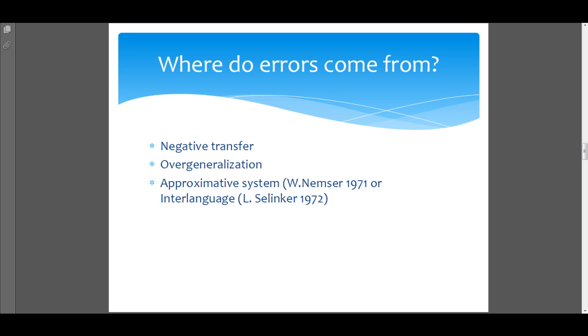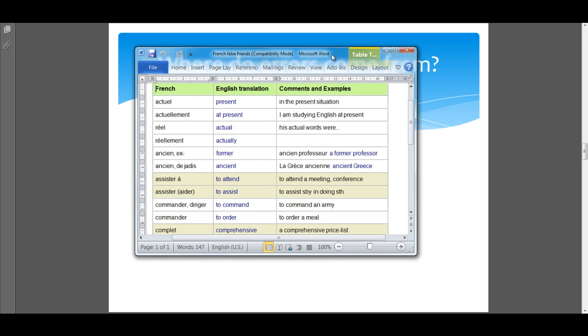Another source of problems in language learning that can cause errors is the approximative system that was studied by Nemser, and another term for this is the interlanguage. Basically, it means two languages that share a lot of similarities can also cause confusion and difficulties for learners.